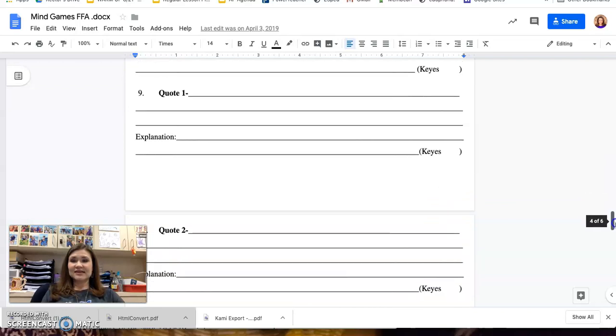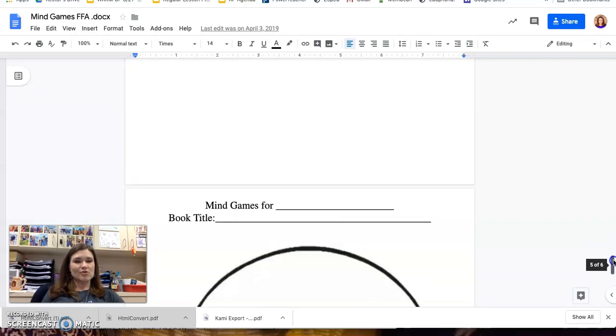And then lastly, you have those quotes. On your face, you're going to incorporate 3 different quotes that you feel are your character's most important things that he says throughout. Give me that quote, and then give me an explanation for why it's his most important quote.